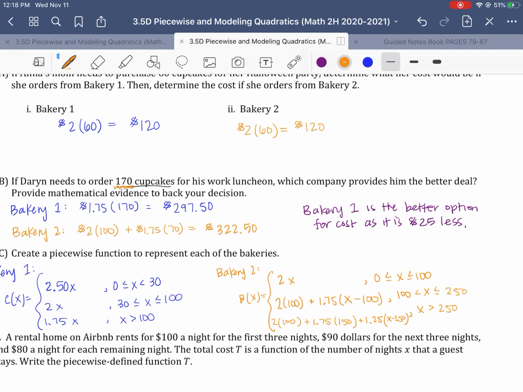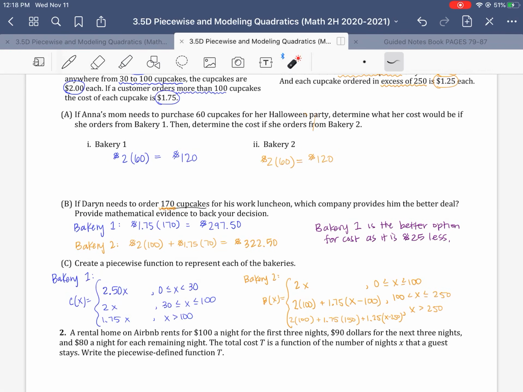But the rest of them would be X minus the 250 that we already accounted for in this 100 and this 150. So this would give us a total cost function there. So notice, depending on how we're interpreting the situation, our piecewise functions can look a little bit different. So wording is really important.